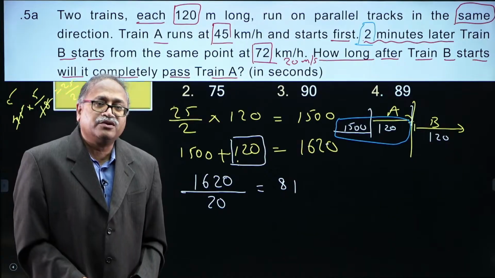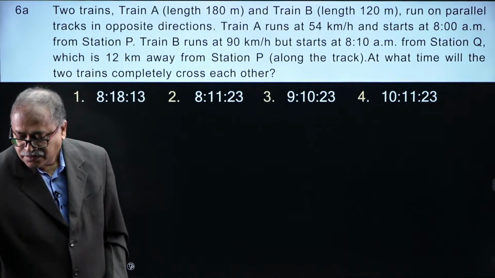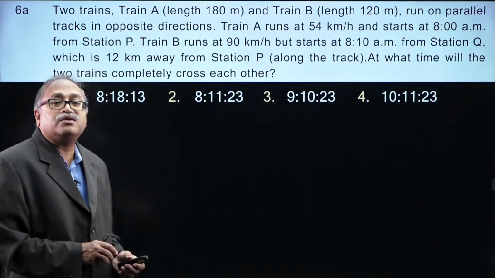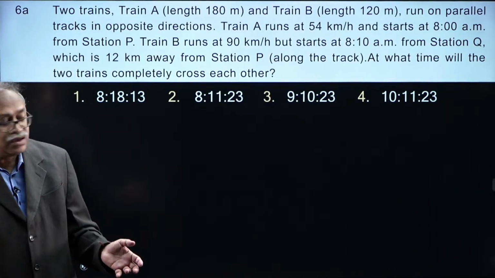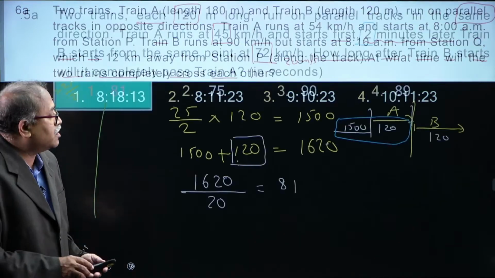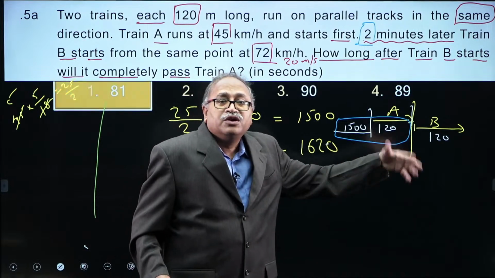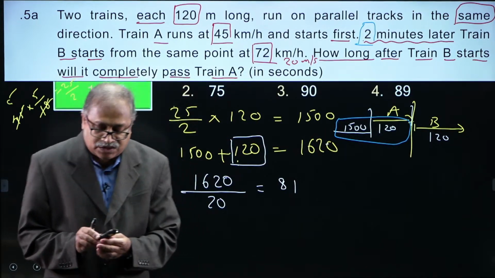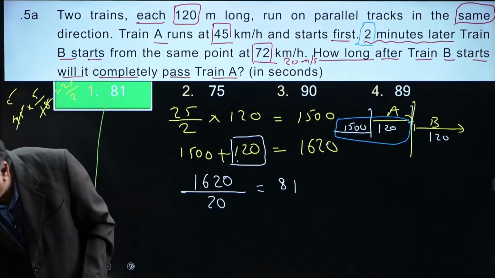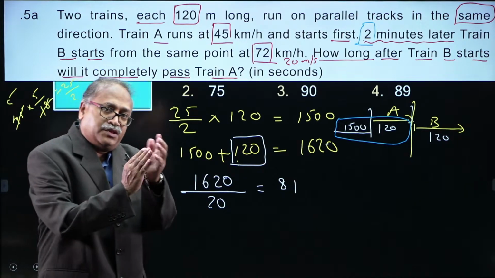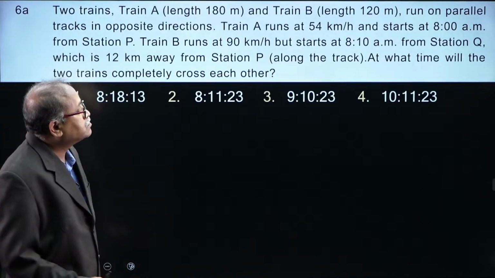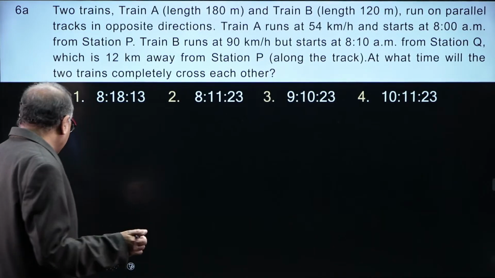The next question on your board is this. It is good that you attended the class, you understood that it has to cross only 120, not 120 plus 120. So, the total distance should be this. Anyhow, okay, that is right. Now, coming to the next question, which comes over here.